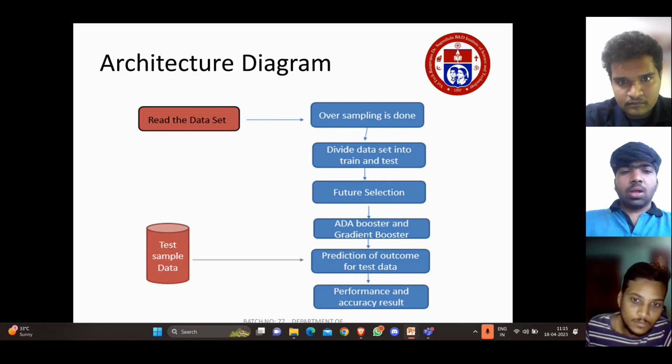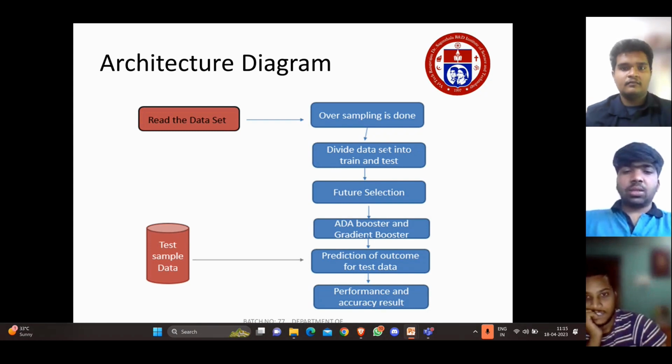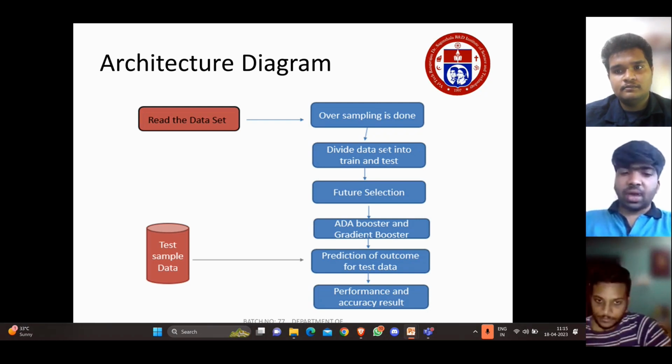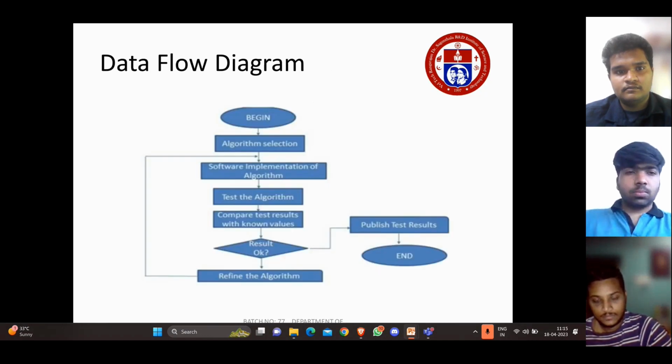The architecture diagram. After reading the data set, sampling is done, and we move on to feature selection. AdaBoost is the algorithm we have used here, with prediction of the outcome for test data. Then we include the test sample data collected from the Kaggle dataset. Finally, the performance and accuracy results are given. The next diagram is the data flow diagram.